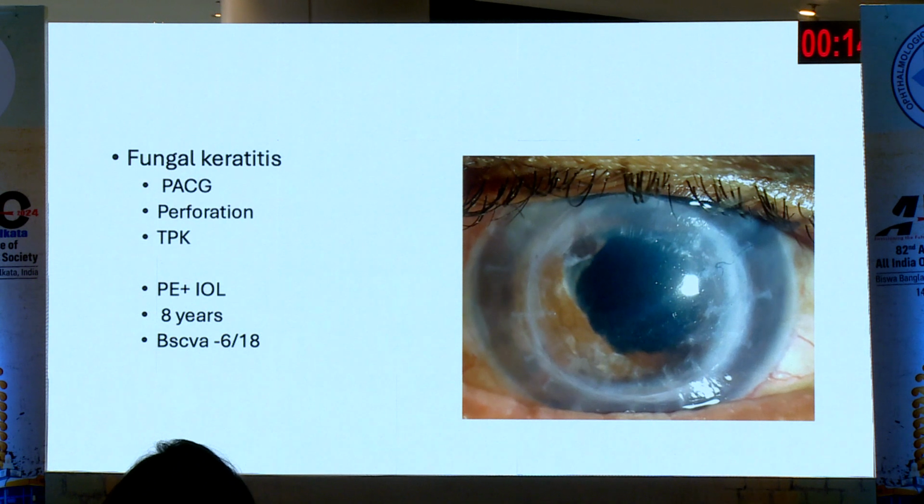So this was a patient who had a fungal keratitis, a patient with PACG who presented with perforation. We did a therapeutic graft. The chamber was very shallow, so we actually had to do a pars plana limited anterior vitrectomy to make sure that the chamber is formed in the early postoperative period. After this, he had a cataract surgery after about a year, and this is almost now 8 years post the cataract surgery. His only eye, he's maintaining 6/18 vision.